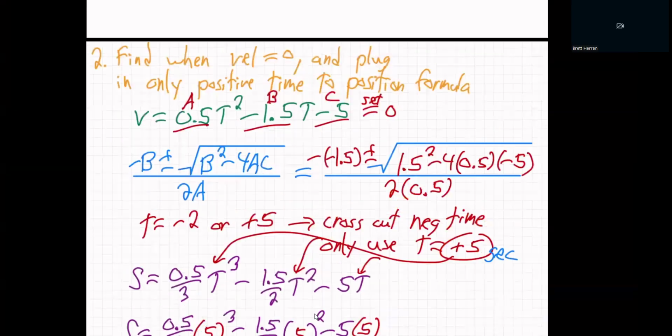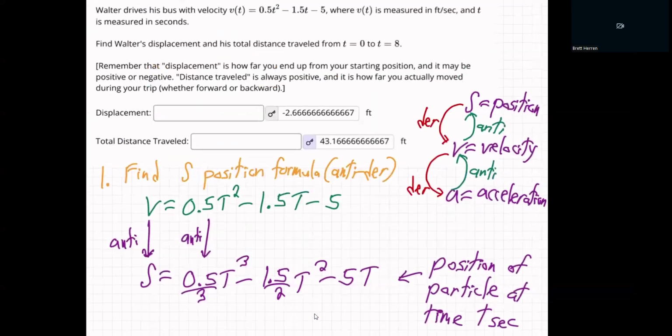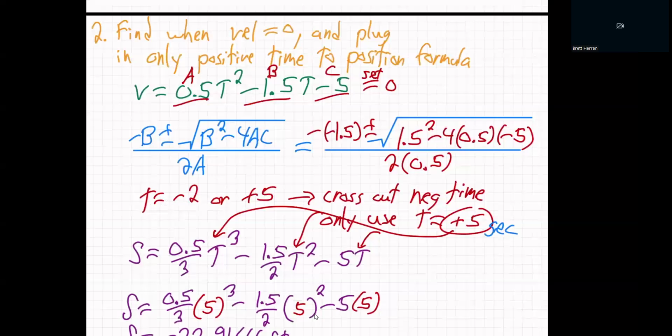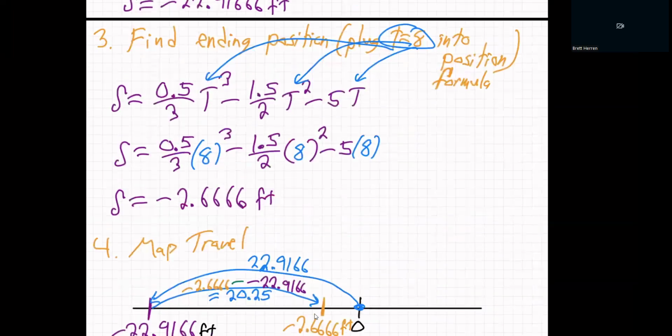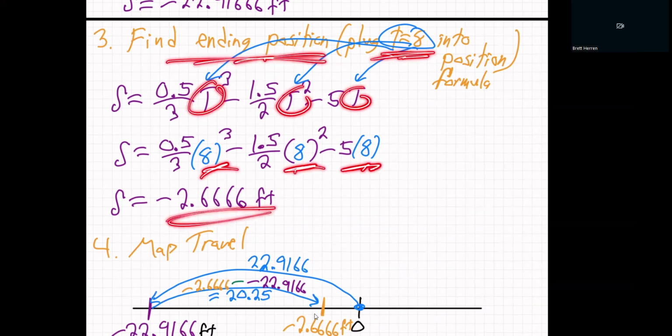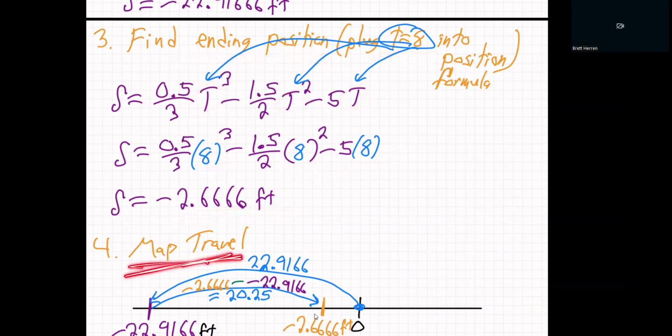T equals 8, right? Because they told us in the beginning that we're going from t equals 0 to t equals 8. So it ends 8 seconds down the line. So we found where it stops. The velocity was 0. Now we're finding the ending position. Plug in 8 again to the position equation. There it is. Hit the buttons on Desmos. I got negative 2.666. Then, step 4, you can map the travel.